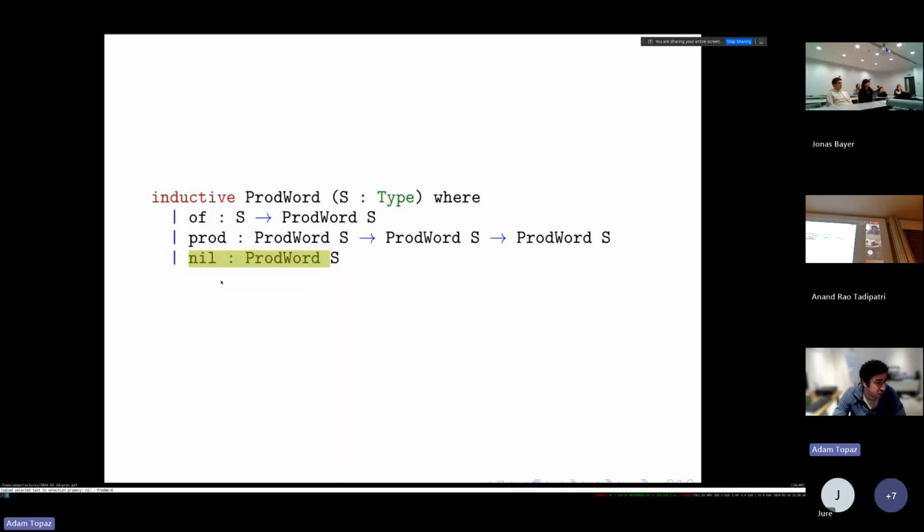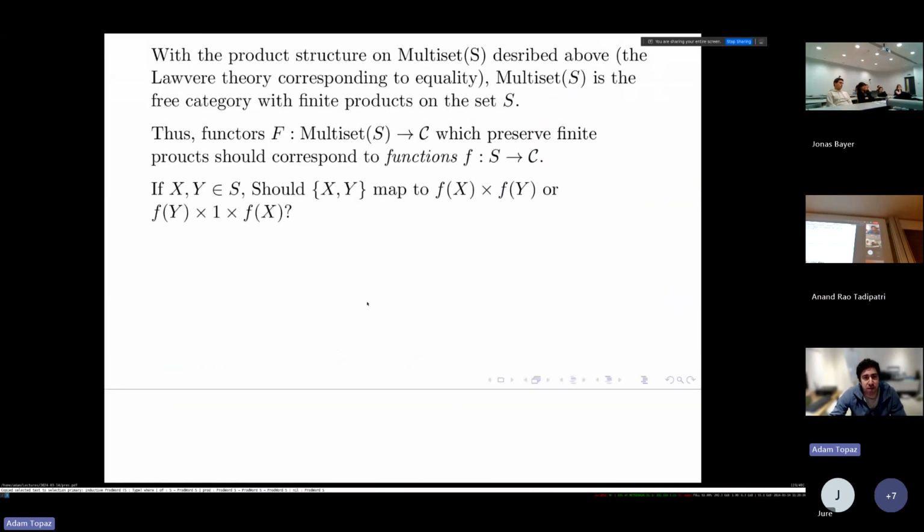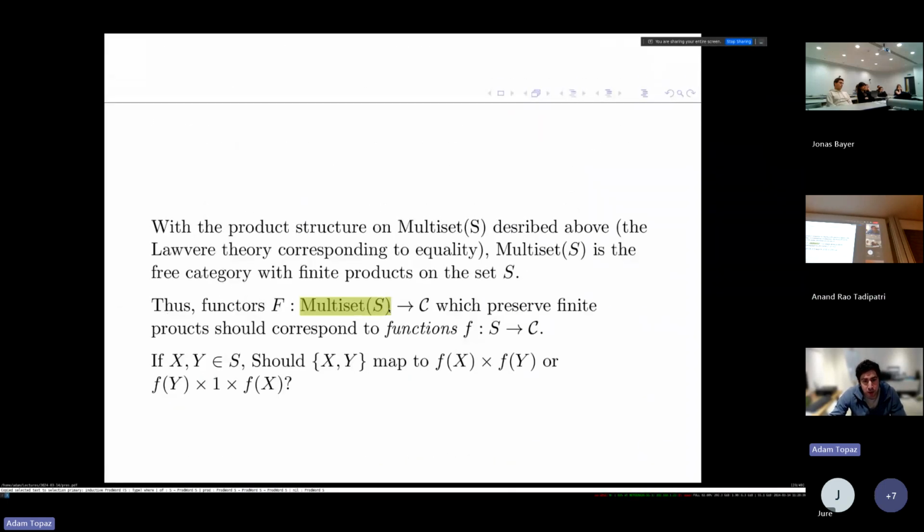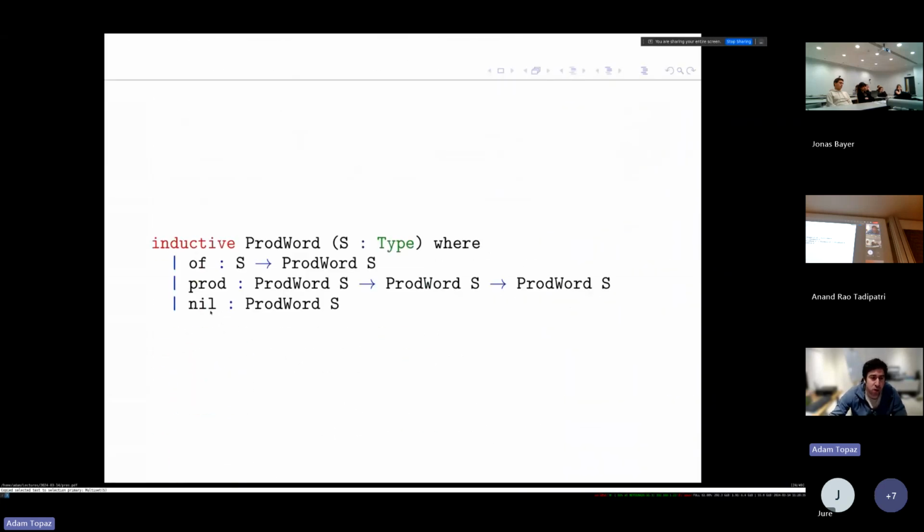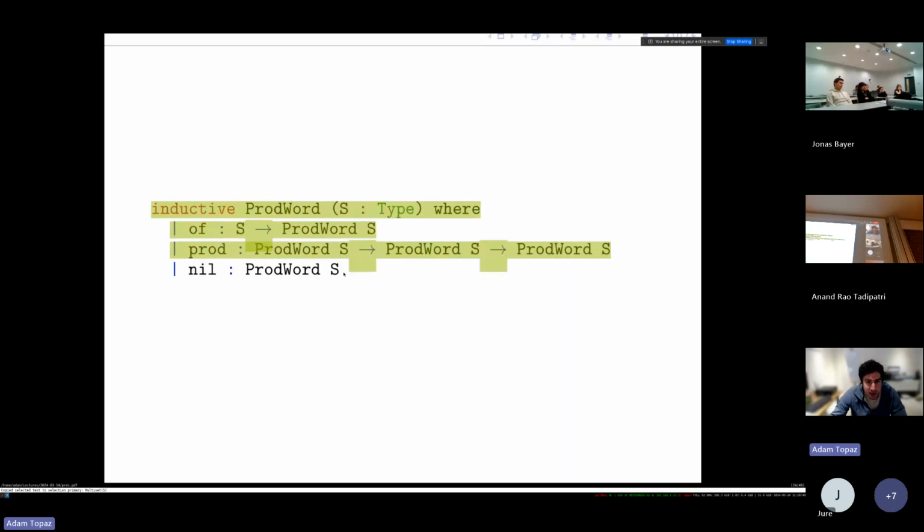Now, of course, the type of multisets of S is a quotient of this inductive type, at least the finite multisets are. It's a non-trivial quotient, so there's really some identification happening. But because this should be the free category generated by S with respect to products and existence of terminal objects, it turns out that it's more convenient to use this type as the type of objects for that category as opposed to the type of multisets.